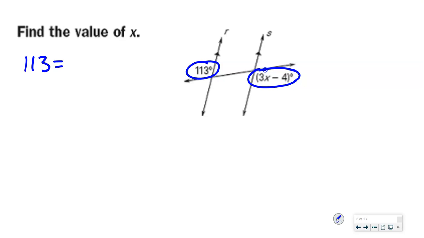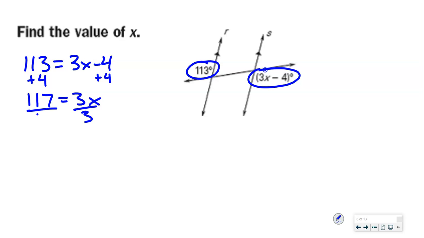So 113 equals 3x minus 4. And then we just need to solve for x. And 17 divided by 3, it's going to give us 39. So x is 39, and that's all we needed to find.